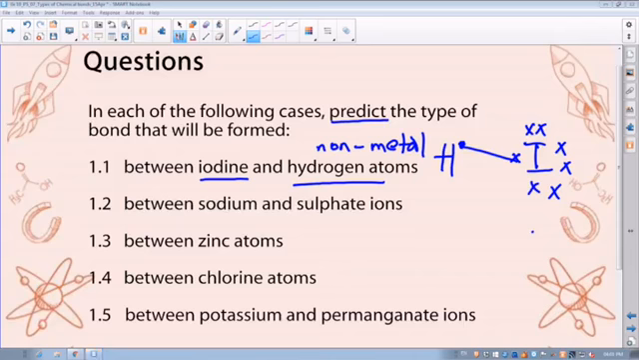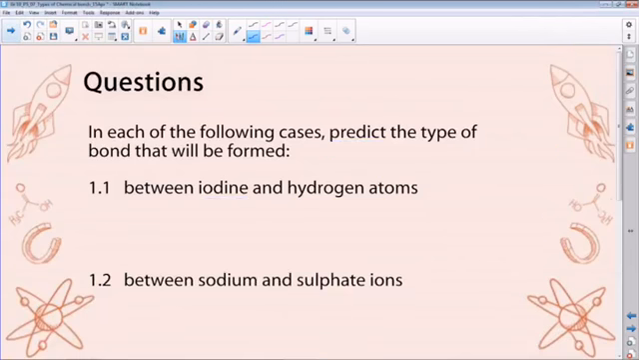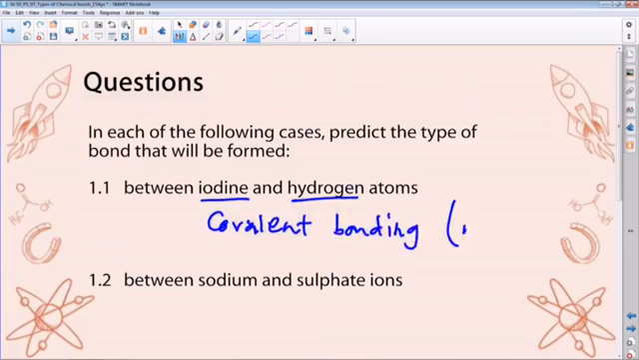Let's look at the next one. Here these two are non-metals, so this definitely is going to be covalent bonding, because we emphasize the fact that covalent bonding takes place between non-metals. So the two elements involved are non-metals, hence it will be covalent bonding.